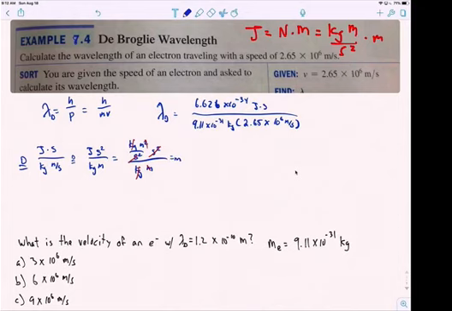Okay, so then put this in our handy dandy calculators, and we get 2.74 times 10 to the minus 10 meters. So that's roughly half the size of a hydrogen atom. That's a very, very small wavelength, and that's an electron. So really, really small wavelength.